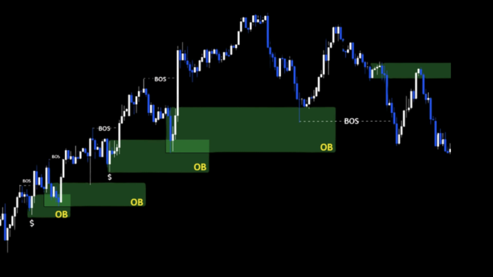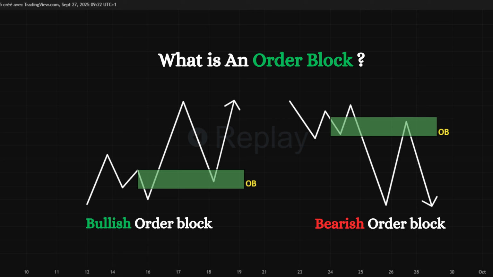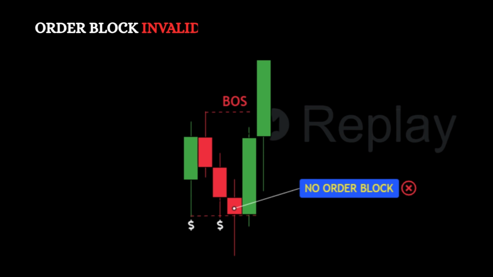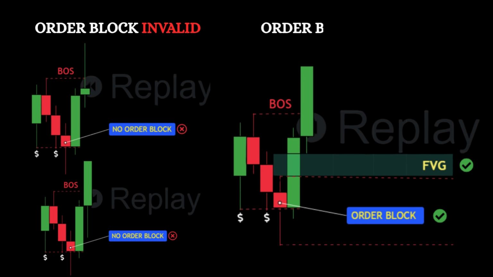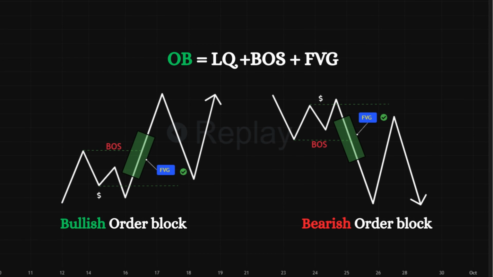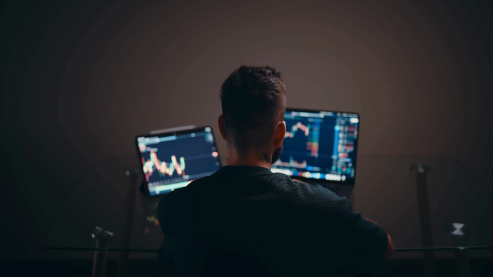Today we're going to break down what order blocks are, and more importantly, how to identify them easily even if you're just starting out. By the end of this video, you'll know how to spot an order block like a pro and avoid the mistakes 90% of beginners make. So stick around until the end.